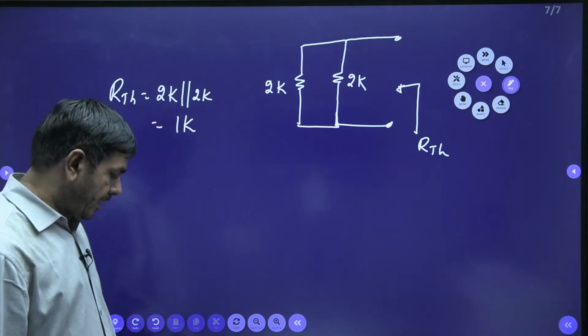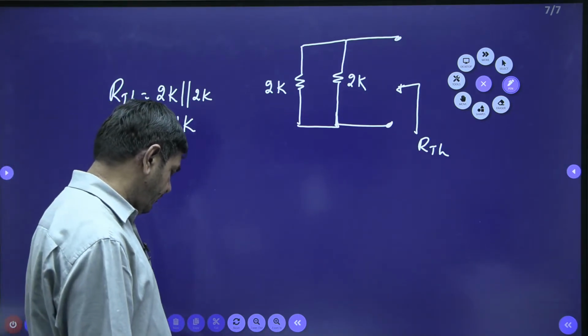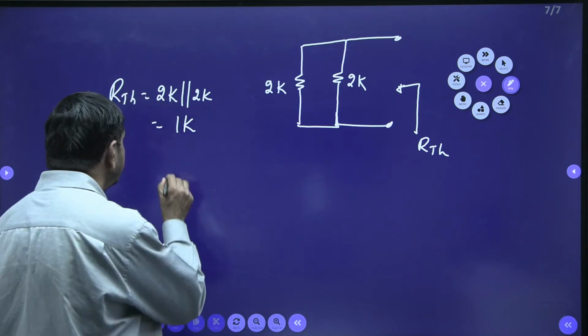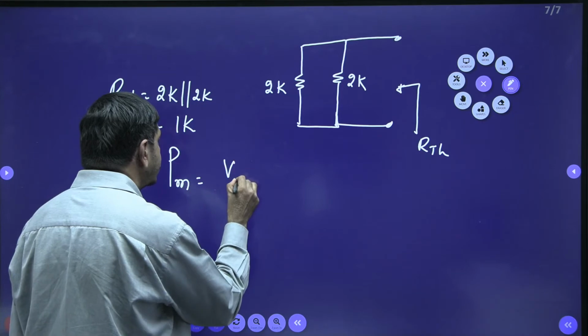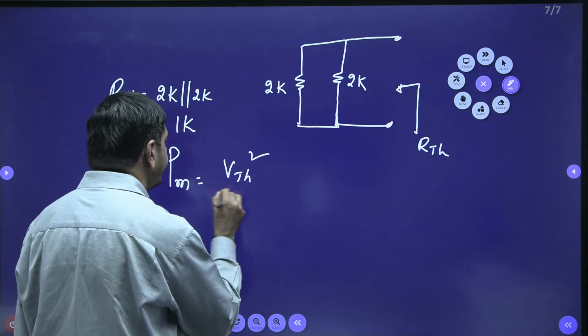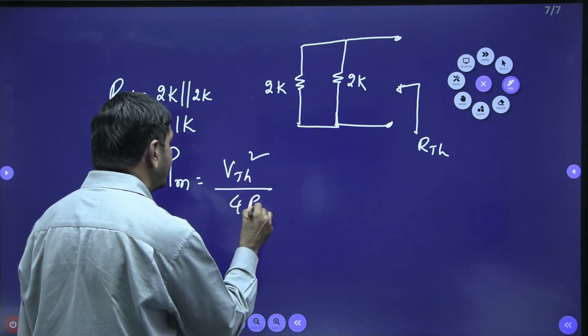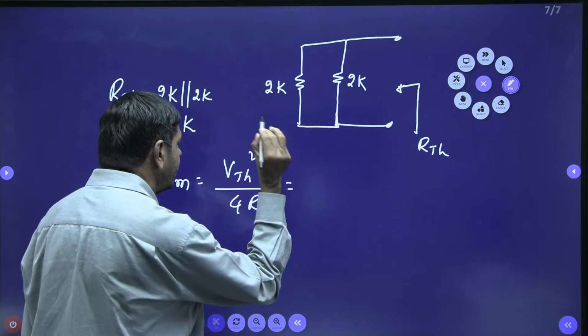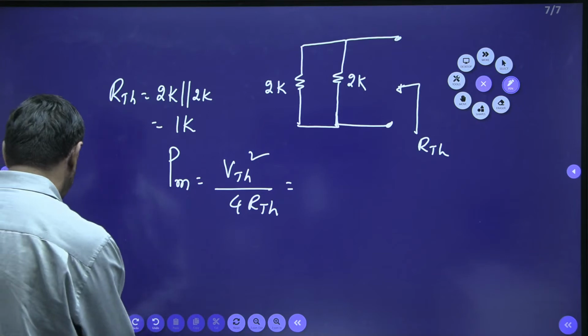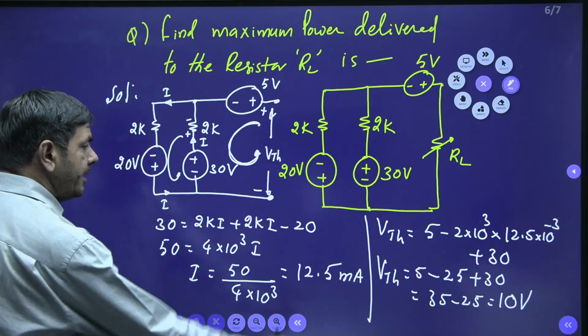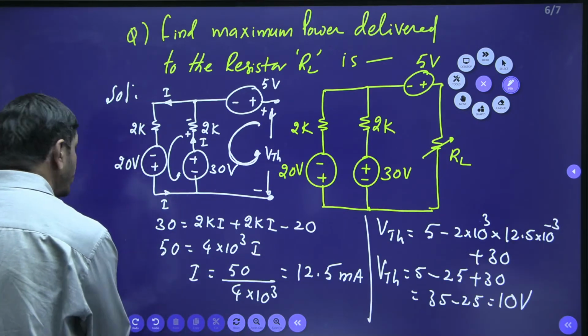Now we can determine the required value of maximum power across the load. This is nothing but VTH square by 4 into RTH, you know very well. This formula is applicable directly. VTH we got already. How much are we getting? VTH equals 10 volts, it is given.